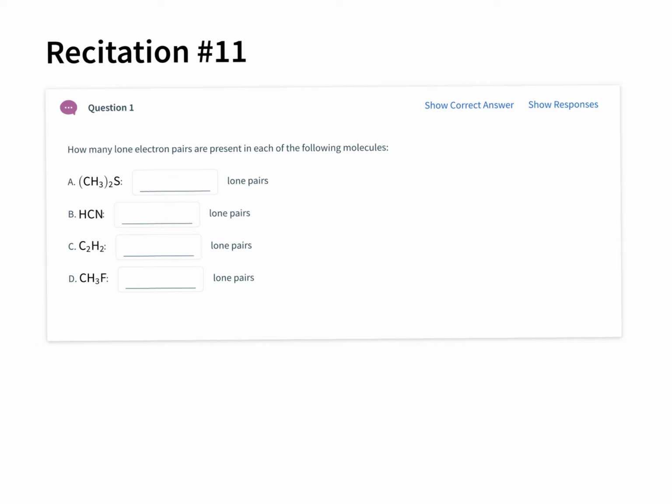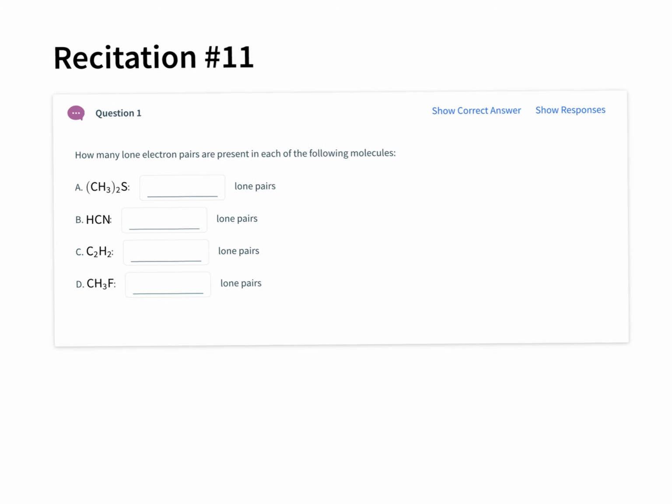During office hours, I had a few people ask about question 1 as well, determining how many lone pair electrons are present within each molecule. So to do this, we have to make the Lewis structure for each of these molecules. And so for the first one, I've got carbon, I've got hydrogen, and I've got sulfur.